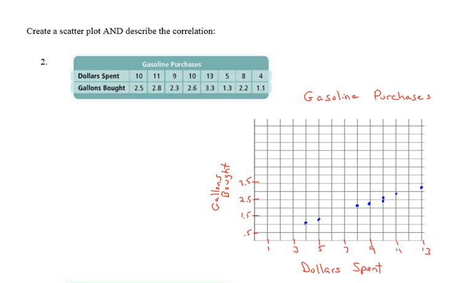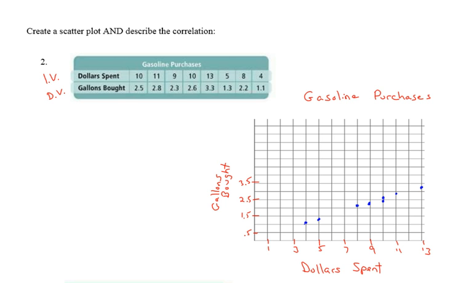Okay, at this point you should have your scatter plot created. Your independent variable is going to be the amount of money spent on gasoline purchases, and your dependent variable is going to be the number of gallons of gas that you purchased. So I labeled my x-axis as dollars spent and my y-axis as gasoline bought, or gallons bought. My scale counts by ones on the x-axis, and on the y-axis I count by 1/2. And again, I only labeled every other line just to keep my graph a little bit neat.